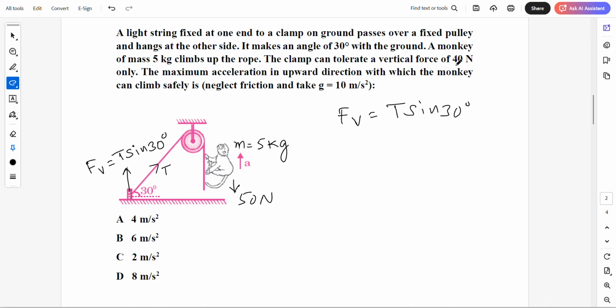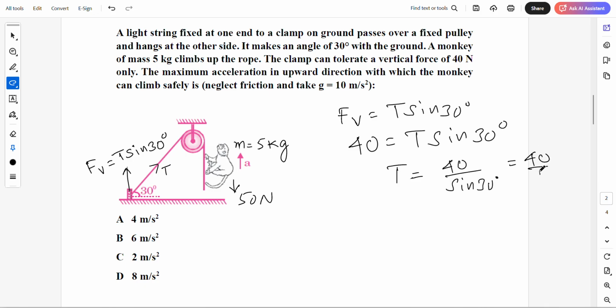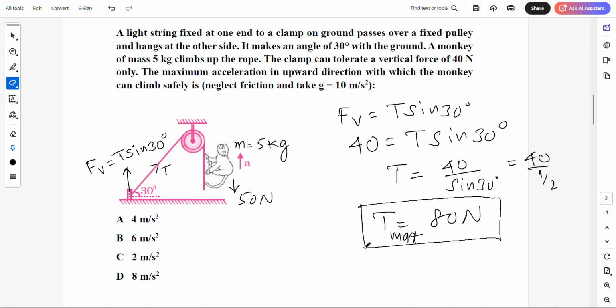The clamp can tolerate a vertical force of 40 newtons. That is 40 is equal to T sin 30 degrees. Therefore, T will be equal to 40 by sin 30, which is 40 by 1 by 2. T is equal to 80 newtons. This 80 newtons is the maximum tension, T max.